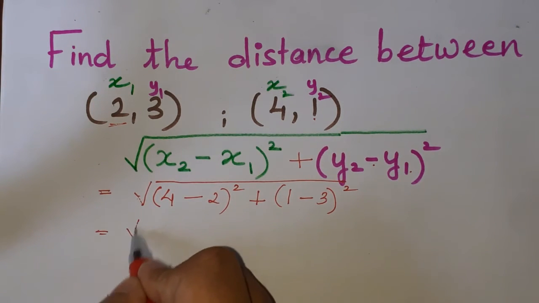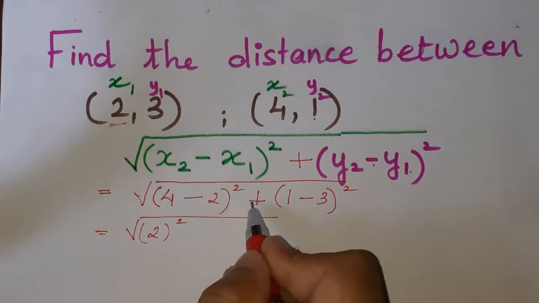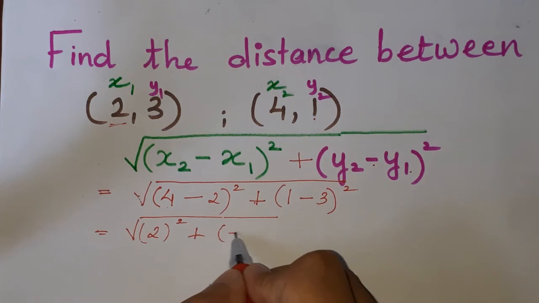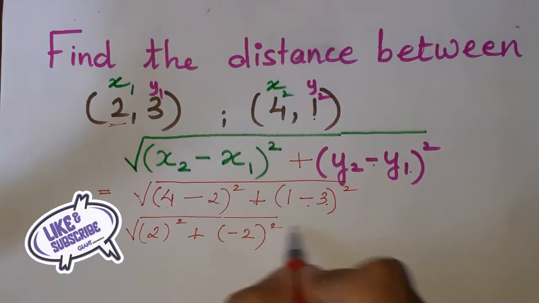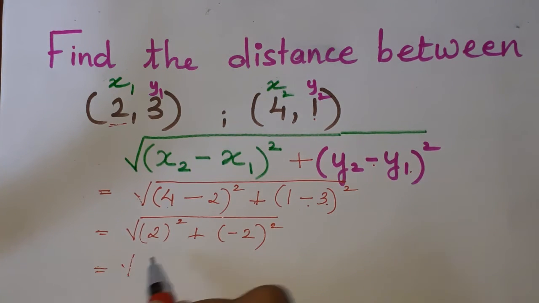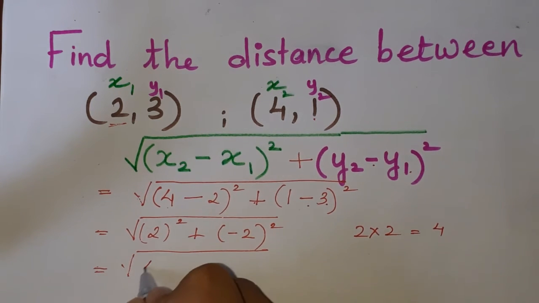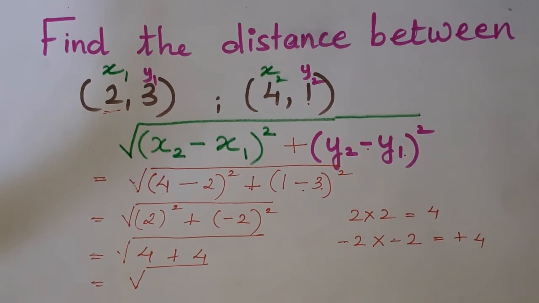Now solve. First we will solve inside the bracket. 4 minus 2 is 2, plus 1 minus 3. 1 minus 3 is minus 2. Why? Because we take the sign of the greater number, and 3 is negative. Then the square: square of 2, 2 2s are 4, plus minus 2 into minus 2, again 4. Minus into minus is plus, 2 2s are 4. So 4 plus 4 is 8.